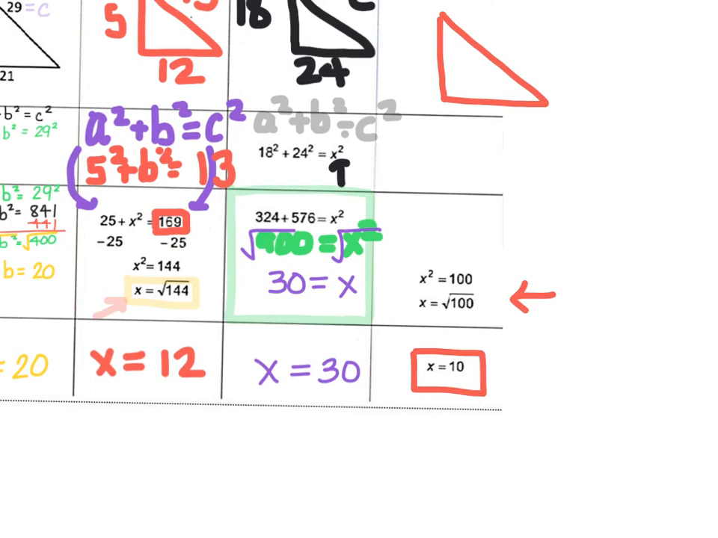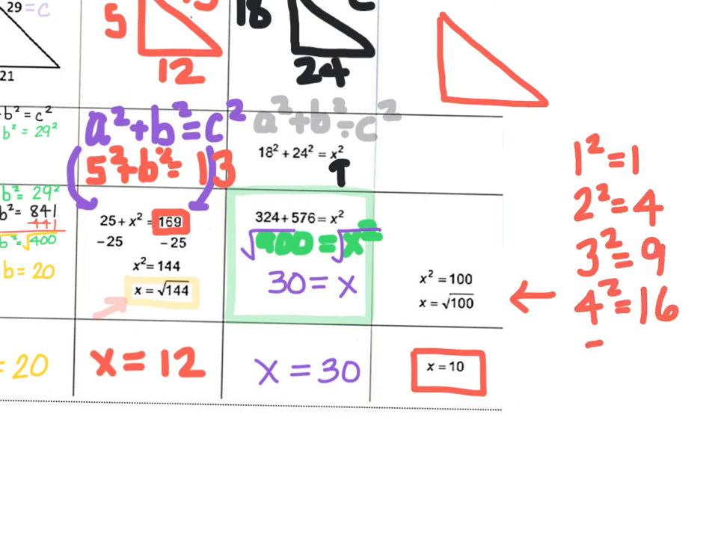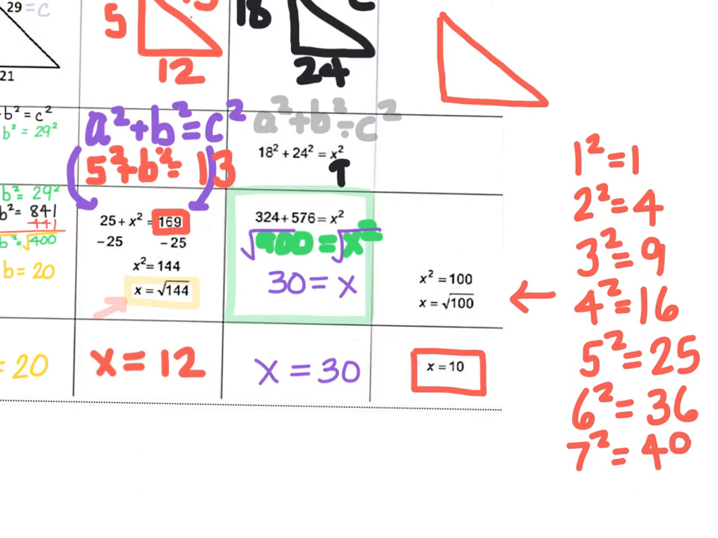So first, let's list out the perfect squares. 1 squared equals 1. 2 squared is 4. 3 squared is 9. 4 squared is 16. 5 squared is 25. 6 squared is 36. 7 squared is 49. 8 squared is 64. And 9 squared is 81.